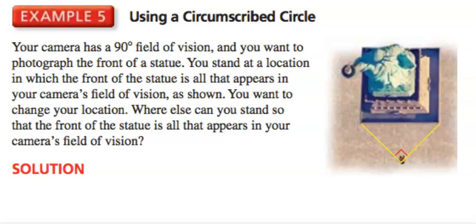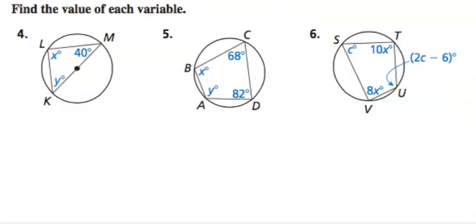And then here's some more problems for you. Definitely read these problems. Actually, a pretty fun problem. So you have a camera view of 90 degrees field of vision. You want to photograph the front of a statue. You stand at a location in the front. You want to change the location. Where else can you stand so that it appears in the whole camera view there? Take a try at it. The solution's online in your textbook, and go from there. It's a fun problem. I think you guys should try this on your own.